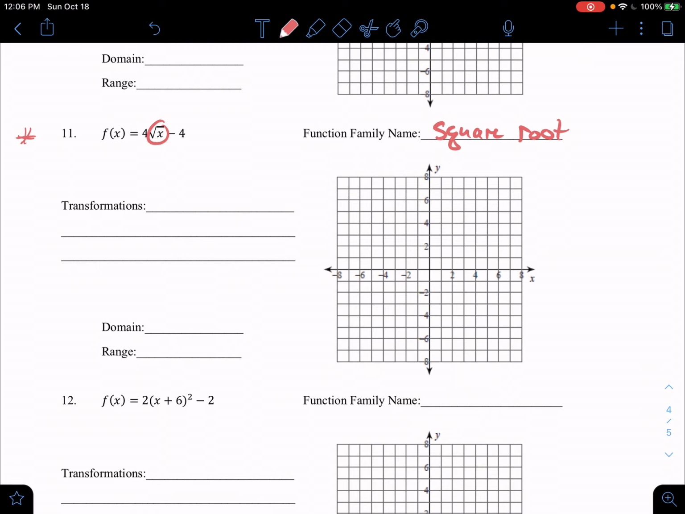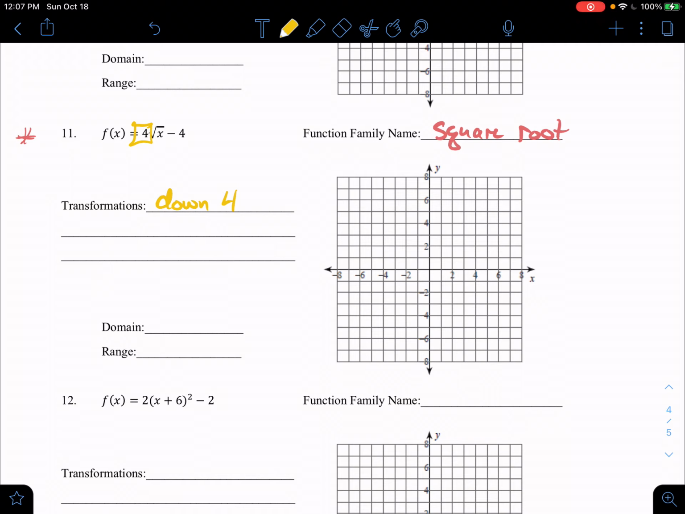Once we know that we have a square root, then we want to look for any transformations on our parent function. So the minus 4 there is going to move us down 4. Remember, he was on the outside of the square root, so he's the one that tells us the truth. There was nothing happening inside, so we don't have to worry about being lied to at all.